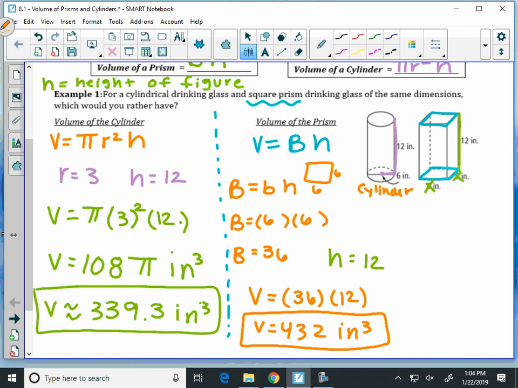Well, if these were both full of water and you were very, very thirsty, which one would you rather drink out of? From the block one? The prism? Yep, it has the most. So we would say the prism. Now, let's say you weren't that thirsty, you don't really like water, then you probably want to drink out of the one with less.